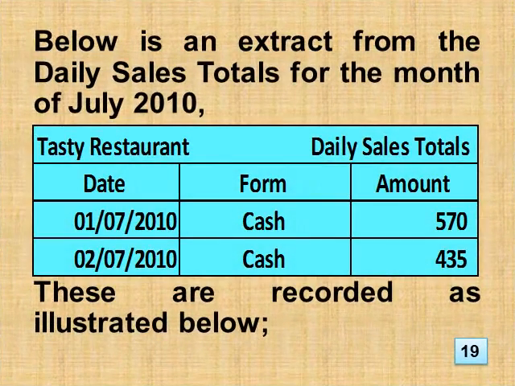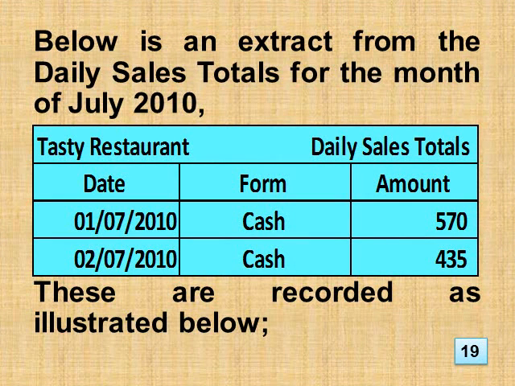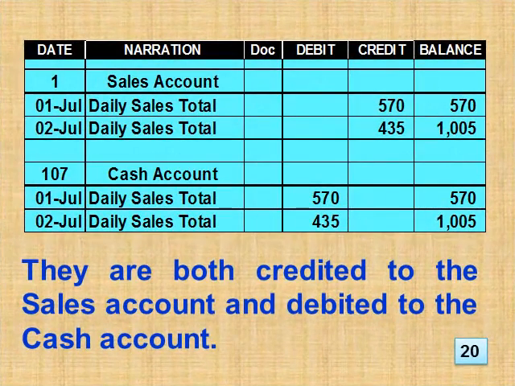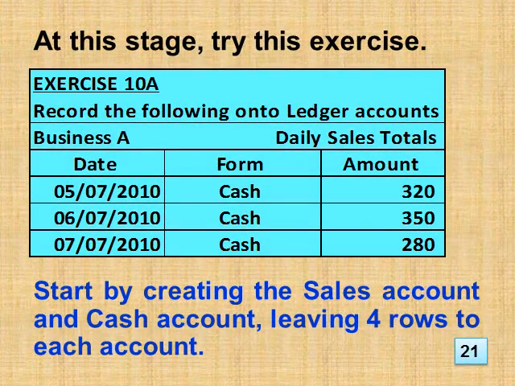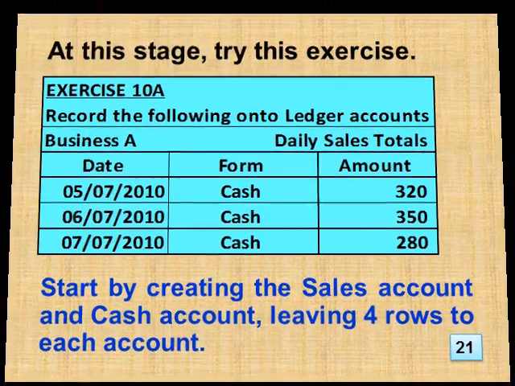Below is an extract from the daily sales totals for the month of July 2010, these are recorded as illustrated below. They are both credited to the sales account and debited to the cash account. At this stage, you should try this exercise. Start by creating the sales account and cash account, leaving 4 rows to each account.